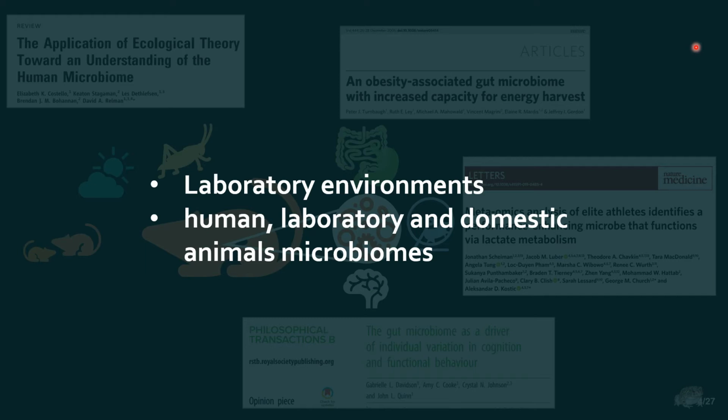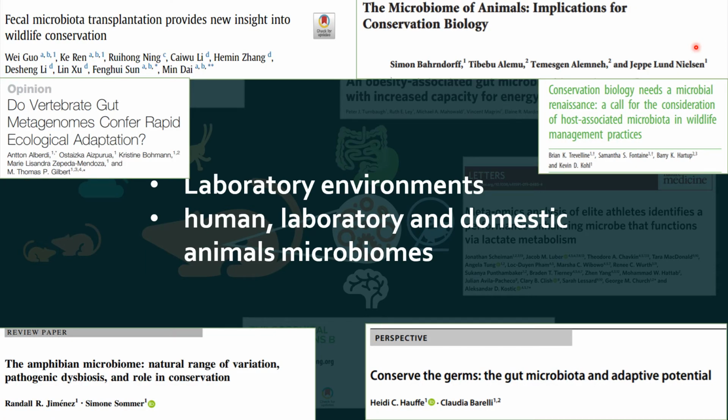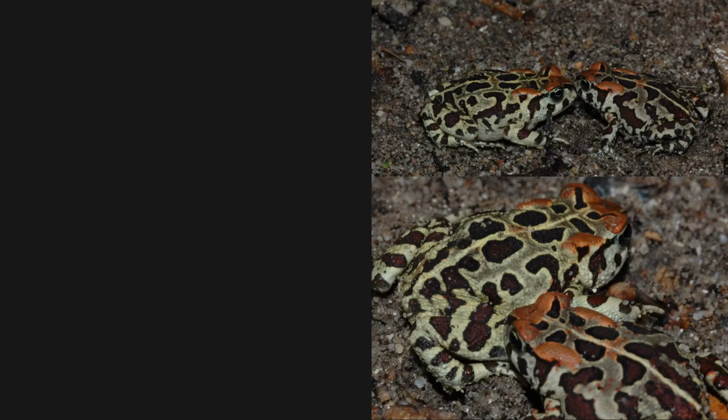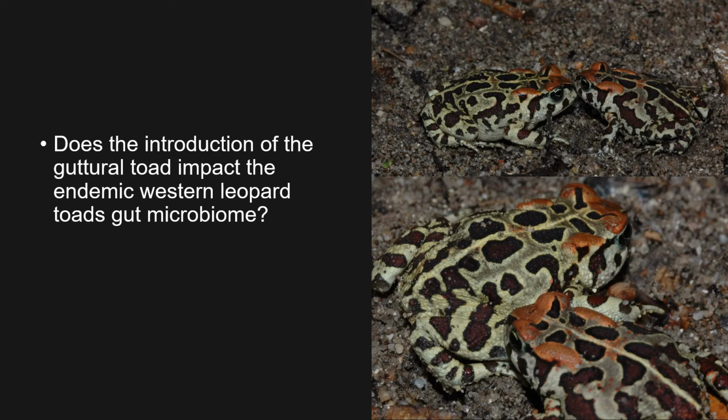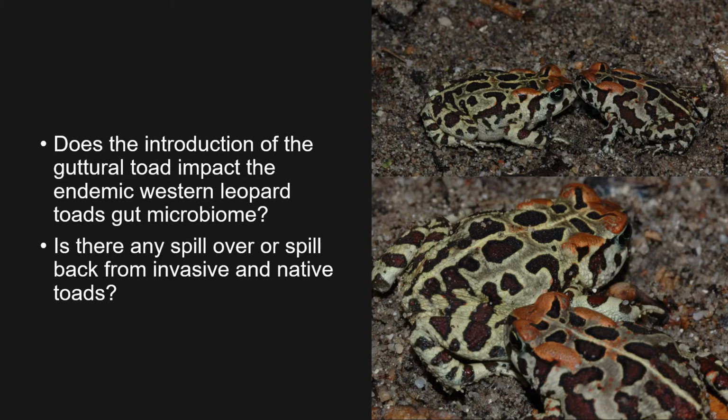But currently most of these studies are based on lab environments and on human laboratory and domestic animal microbiomes. And since 2016, a lot of reviews have noticed this and said, well, we don't know anything about the gut microbiome from a conservation perspective, and a lot of these reviews also mention that we should be looking at how invasive species alter the gut microbes of native species. Well, this is actually the knowledge gap we wanted to fill. We wanted to know how the introduction of the guttural toad impacts the endemic western leopard toad's gut microbiome, as well as whether there is any spillover or spillback between invasive and native toads.